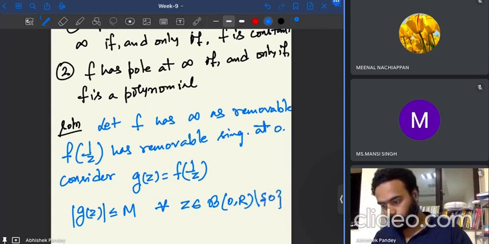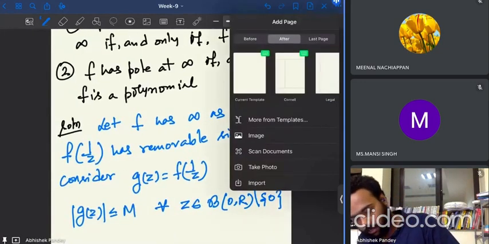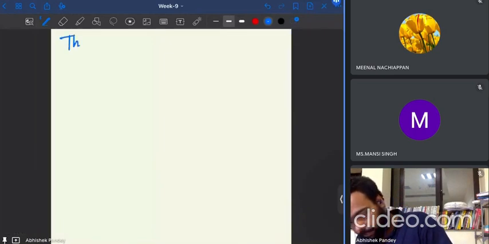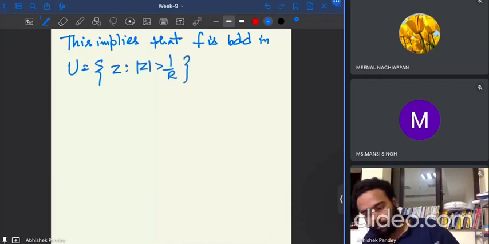So what does it mean? It means that f(z) is bounded in some domain. This implies that f is bounded in some domain, say U, z such that mod z is greater than 1 by r.